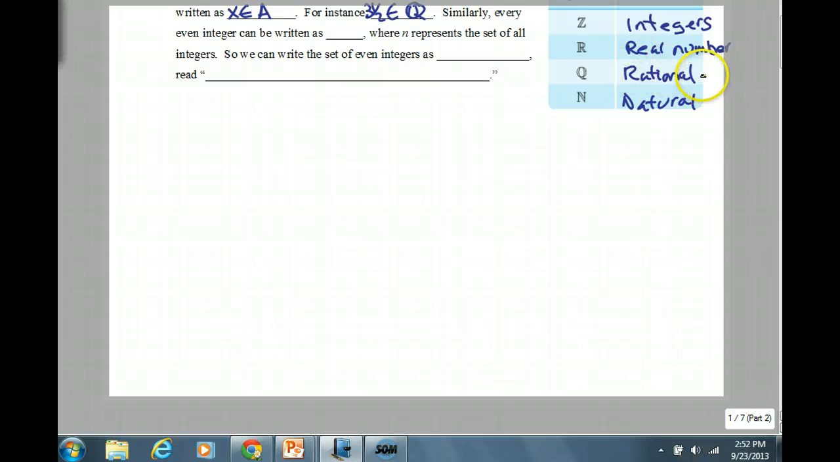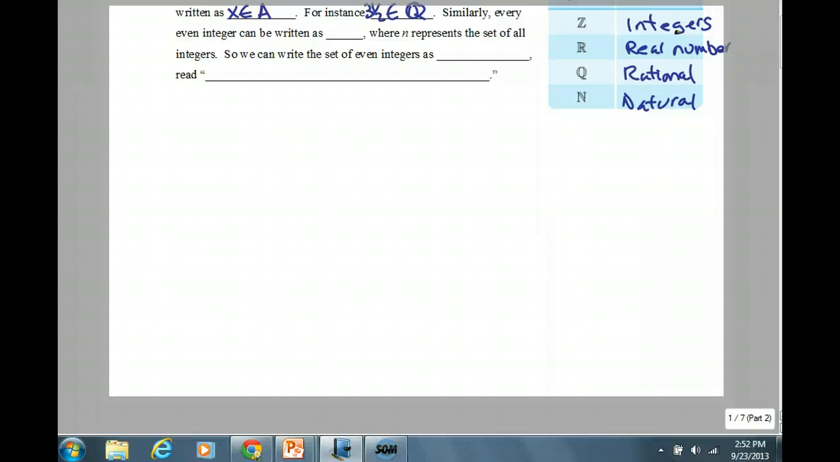Q is rational numbers that can be fractions. R is a real number. It can be any decimal point. That's what a real number can be. Integers. What are integers again? Whole numbers, and they can be negative or positive or 0. All right? Yep, naturals are positive whole numbers above 0.